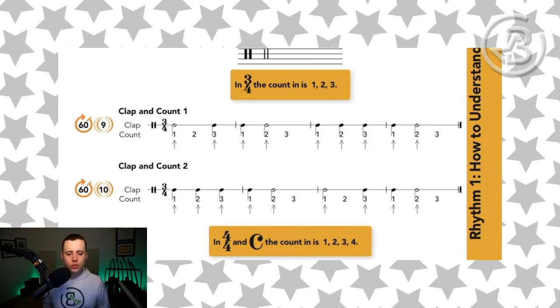In this lesson, we're going to be clapping and counting, clap and count 1 and clap and count 2, also known as examples 9 and 10. As a quick reminder, in 3/4, the count in and also the count is 1, 2, 3. So let's take a look at what we have here. We don't just have quarter notes, we now have a mix of half notes and quarter notes.